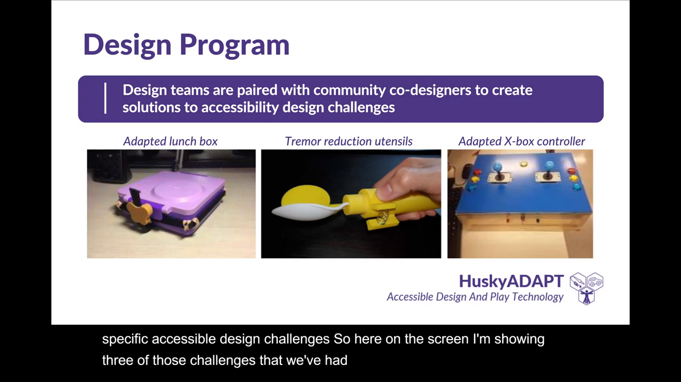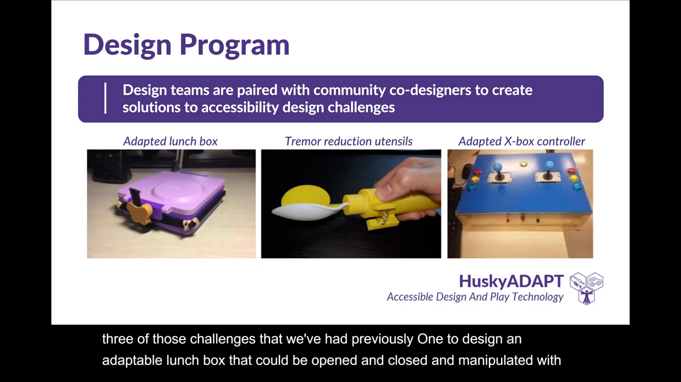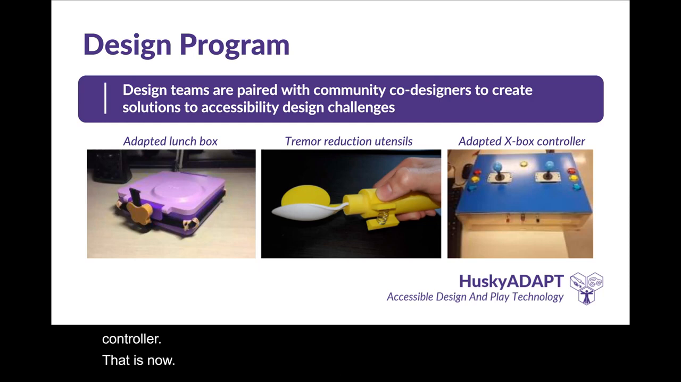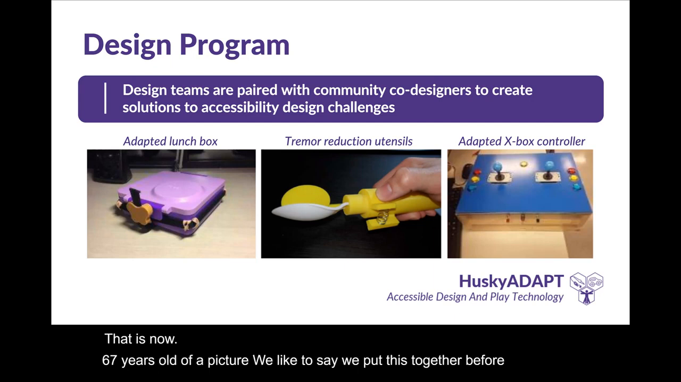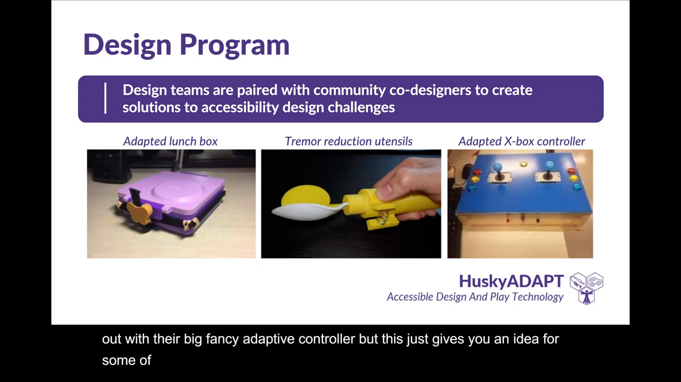One was to design an adaptable lunchbox that could be opened and closed and manipulated with one limb, a tremor reduction utensil, and then a big arcade style adapted Xbox controller that is now 6-7 years old in this picture. We like to say we put this together before Xbox came out with their big fancy adaptive controller. But this just gives you an idea for some of these different adapted or design projects.